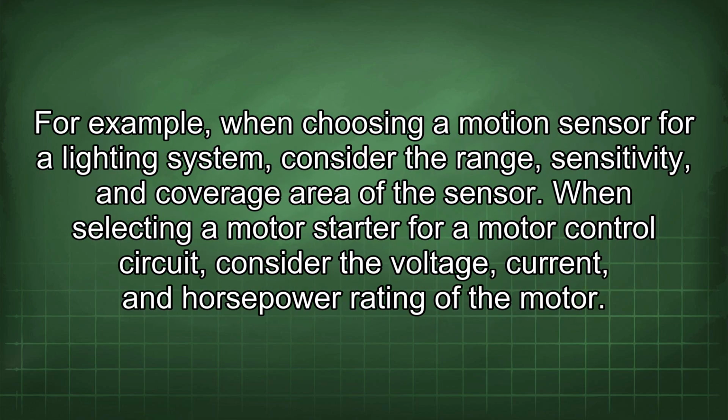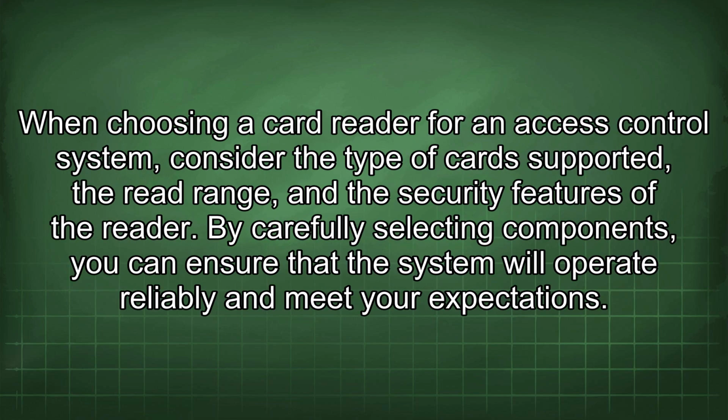For example, when choosing a motion sensor for a lighting system, consider the range, sensitivity, and coverage area of the sensor. When selecting a motor starter for a motor control circuit, consider the voltage, current, and horsepower rating of the motor. When choosing a card reader for an access control system, consider the type of card supported, the read range, and the security features of the reader. By carefully selecting components, you can ensure that the system will operate reliably and meet your expectations.